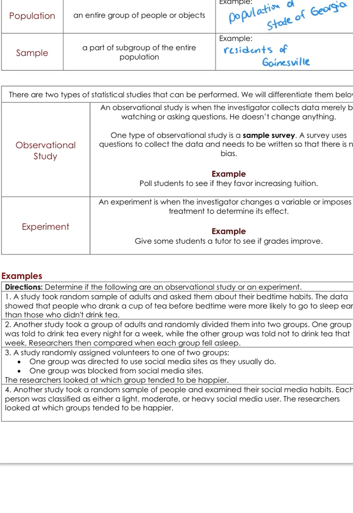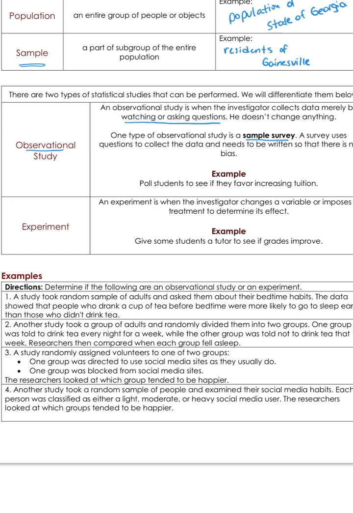Two of the things we're going to talk about today are observational studies and experiments. Observational studies are just what you would think, right? You're observing something or asking questions. So it's when you're watching or asking questions about a particular group of people. A type of observational study is called a sample survey. That is when you literally give a survey to a sample of people.